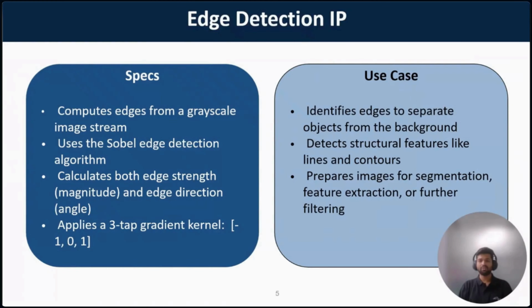For the use cases, first, it's a fundamental step for object background separation. By identifying these boundaries, we can isolate specific objects for analysis. Second, it allows the SoC to detect structural features like lines and contours, which are essential for navigational or alignment tasks. Finally, it serves as a critical pre-processing stage. By filtering down the image to its most essential features, we significantly reduce the computational load required for subsequent stages like image segmentation or complex feature extraction.